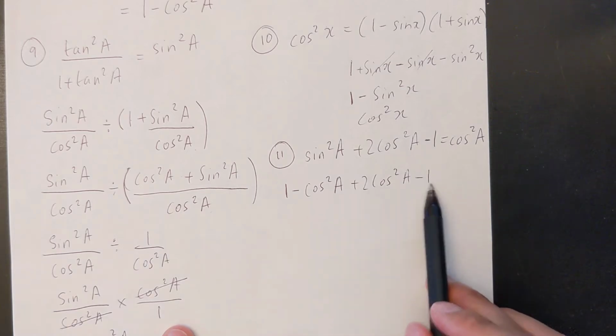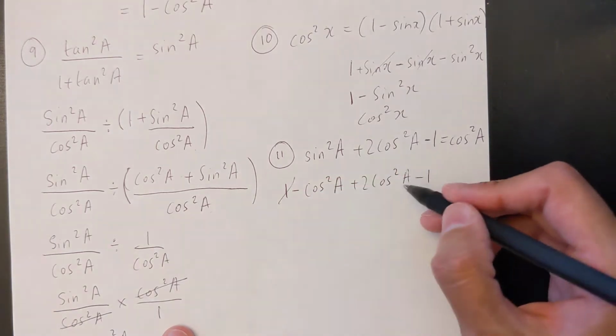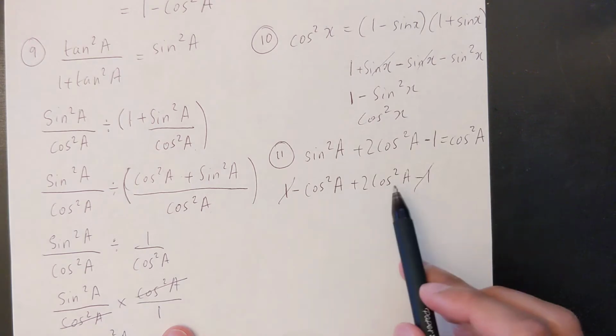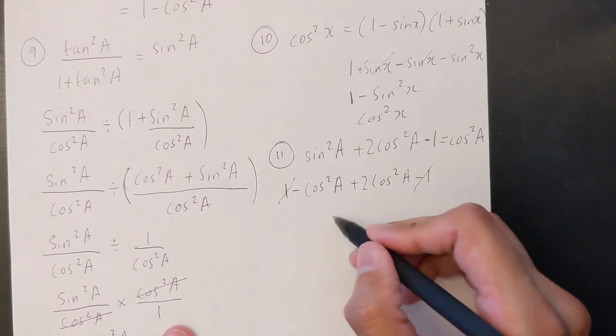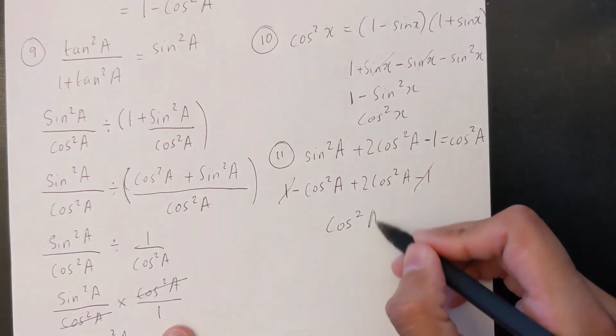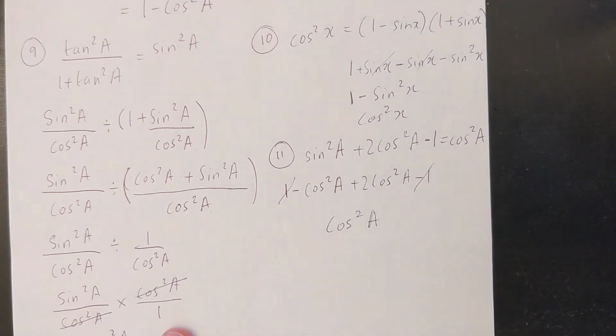I'm going to combine my like terms, so 1 minus 1 is just 0 and cancels. Negative cos square A plus 2 cos square A is just cos square A, which is my other side.